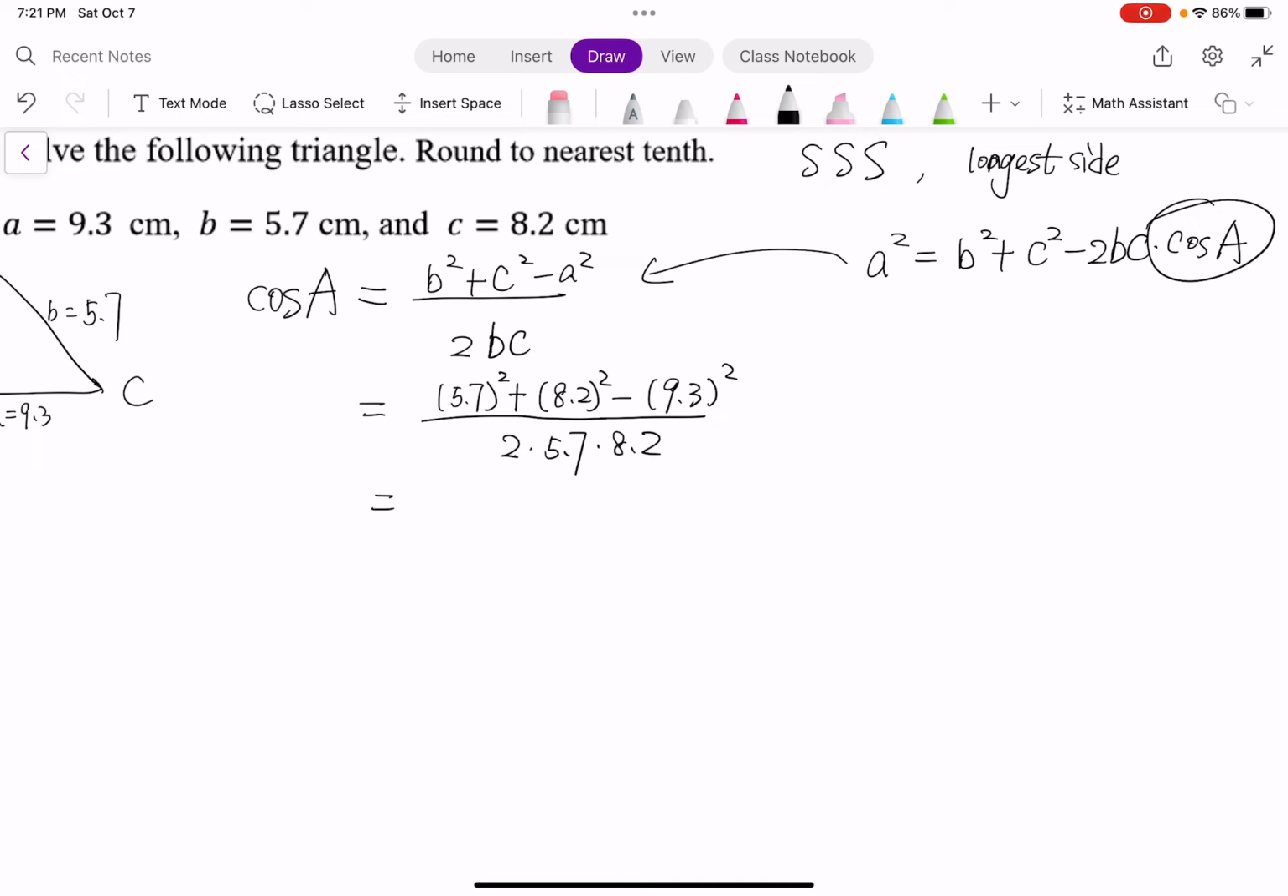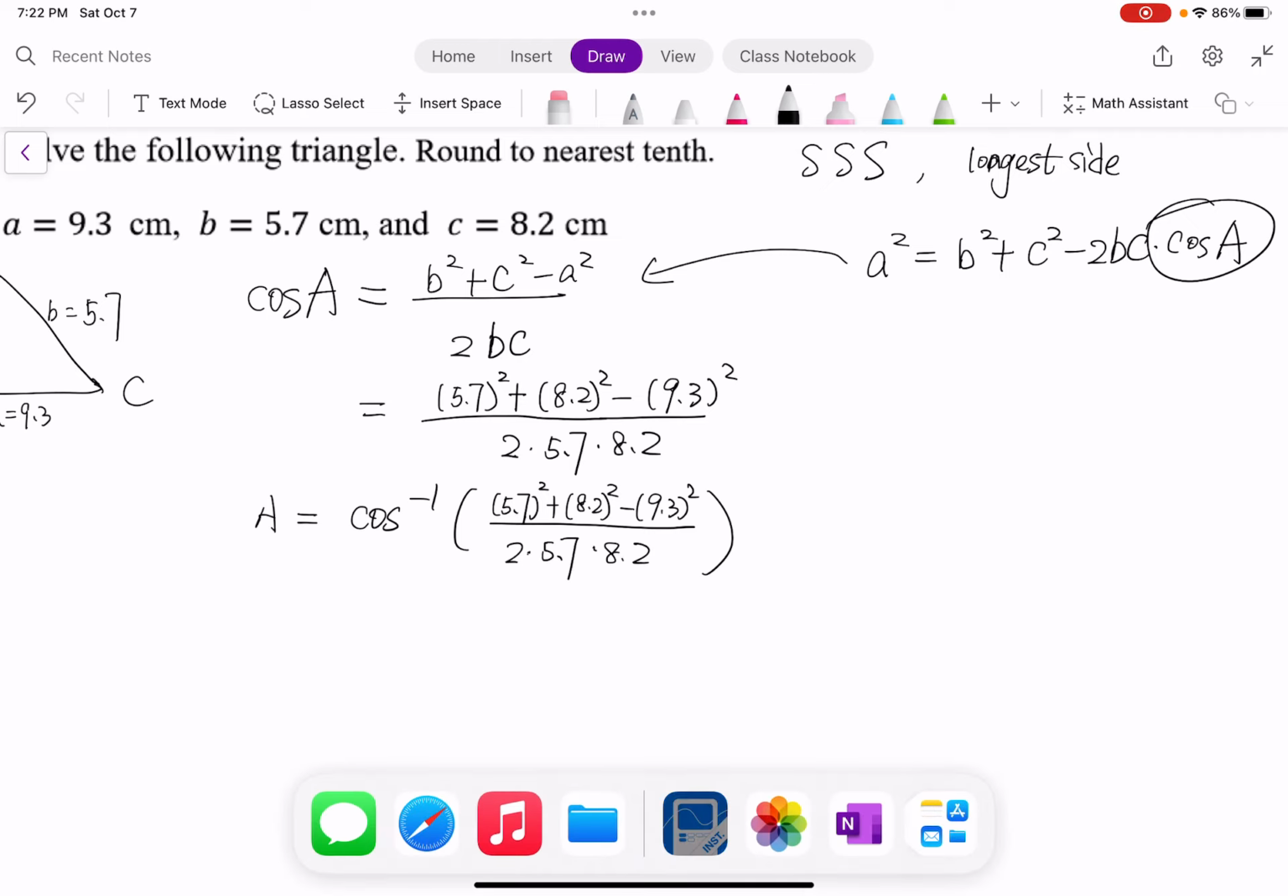This is cosine, and then we are looking for the inverse of cosine. So if I want to find angle A, angle A is the inverse of cosine. Put everything in the parentheses, which is 5.7 squared plus 8.2 squared minus 9.3 squared, all divided by 2 times 5.7 times 8.2.